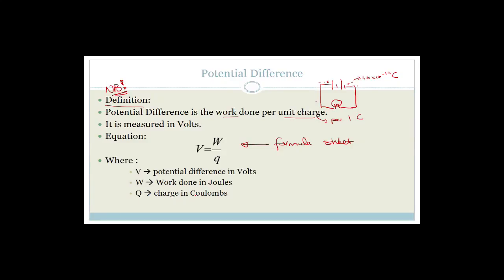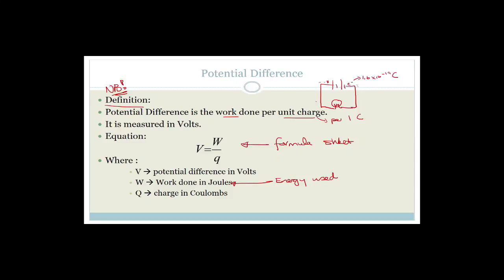Okay, for your charge in coulombs. Also note the work done is in joules. And what's the other thing that we measure in joules? We measure energy in joules. So the work done or the energy used, it's the same thing. So we use energy to get the work done. So it's the same thing. So this could have been energy, okay?